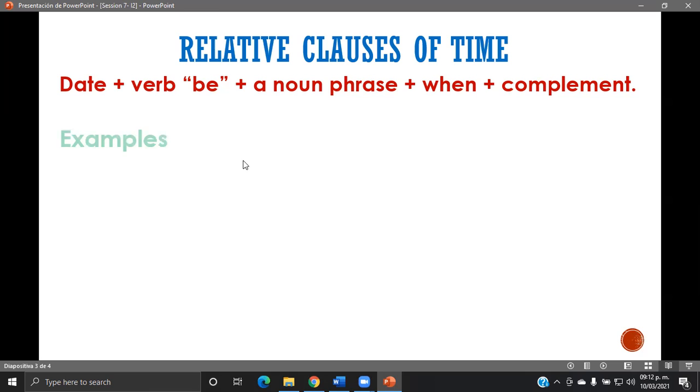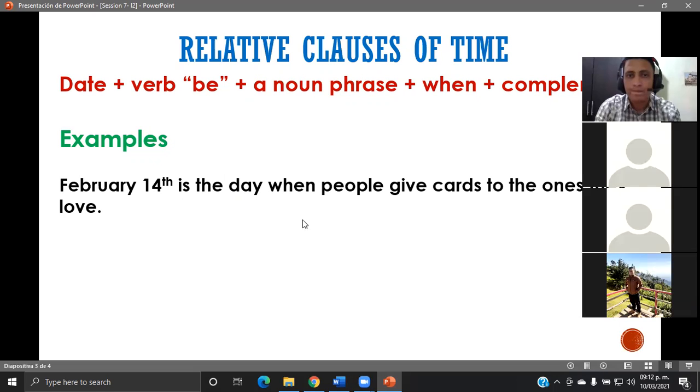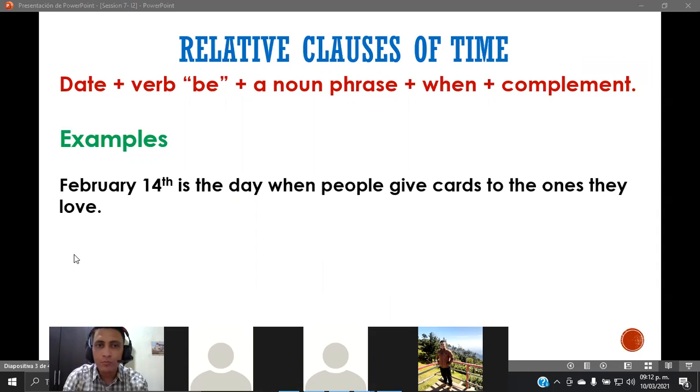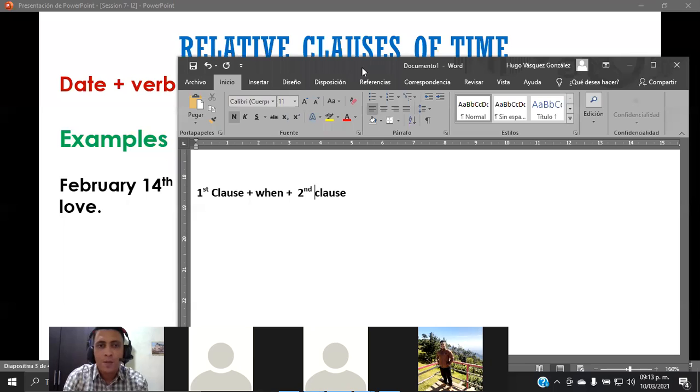For example, when we say February 14th, this is the date. February 14th, the verb be is, the day, noun phrase, when people give cards to the ones they love. February 14th is the day when people give cards to the ones they love. Okay, that is one example. And we are following the structure, because the date is February 14th, we have the verb be is, then we have a noun phrase, the day, when the connector, people give cards to the ones they love. So that is a complement. That is another idea, that is another clause.